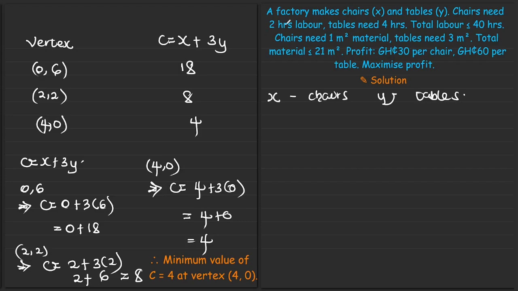Now that is to say 2 hours of labor for chairs, that is 2x, then plus 4 for each table, so 4y, and that is less than or equal to 40. This is one of our constraints. Let me write that out so that we know we are actually looking for the constraints.